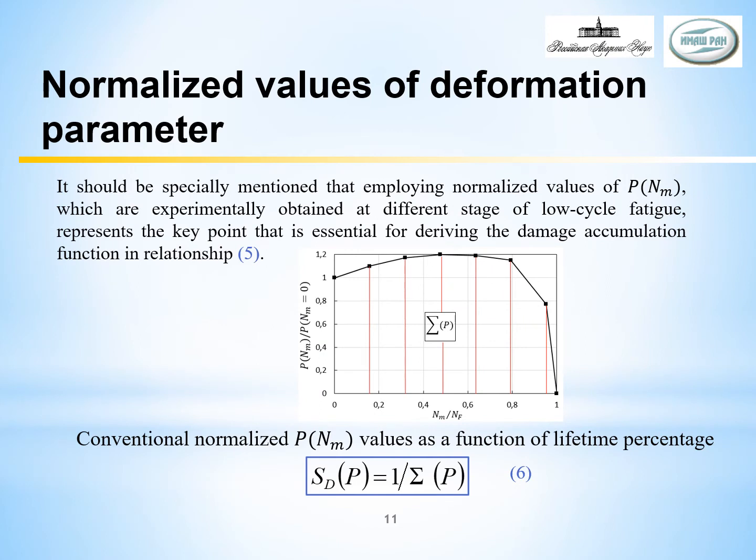It should be specially mentioned that employing a normalized value of P as a function of Nm, which is experimentally obtained at different stages of low cycle fatigue, represents the key point that is essential for deriving the damage accumulation function. The conventional normalized parameter P as a function of Nm can be given as a function of lifetime by equation 6.